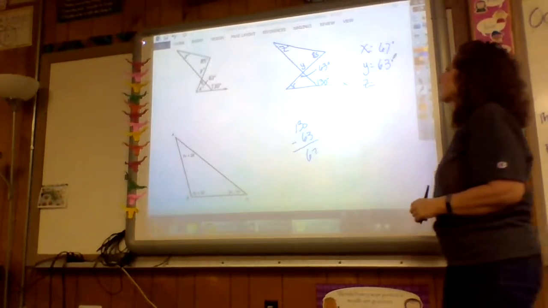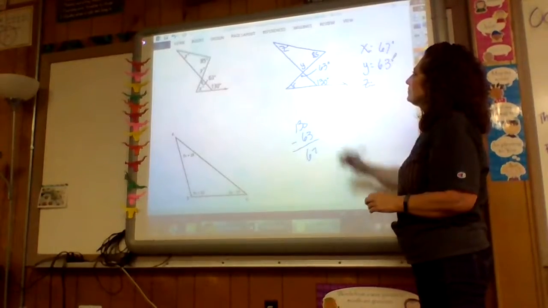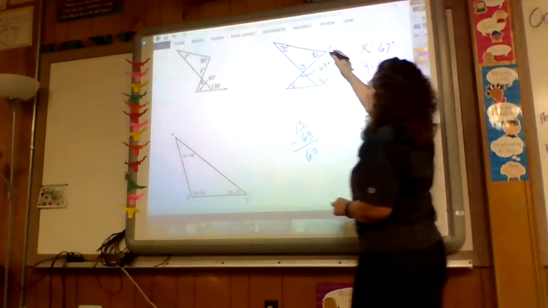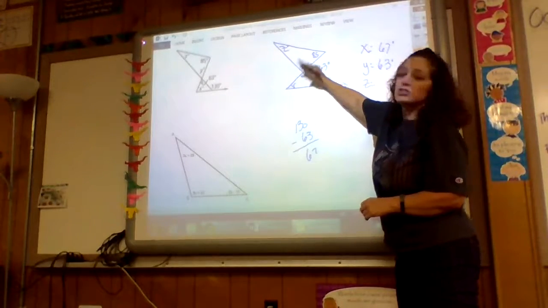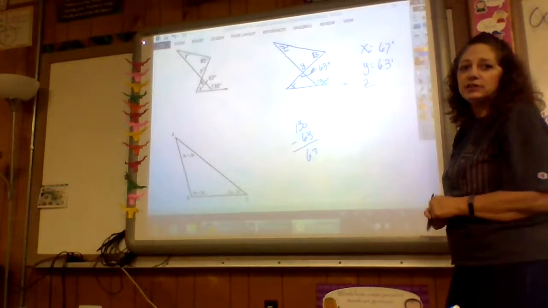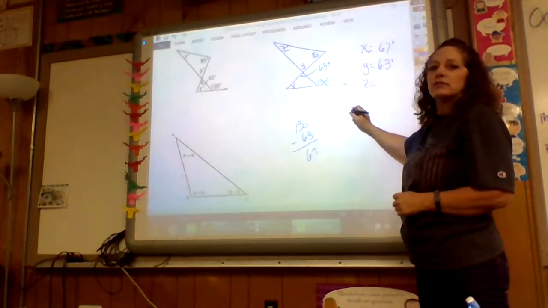Z. Okay, so it's the interior, so it has remote exteriors. We don't know this one though, so just use the triangle itself. In any triangle, the total has to be 180.